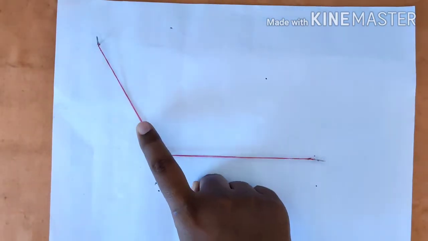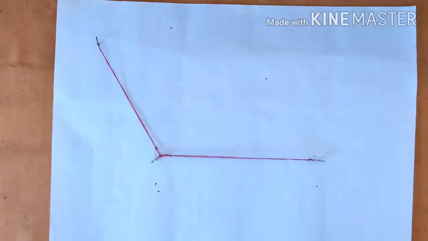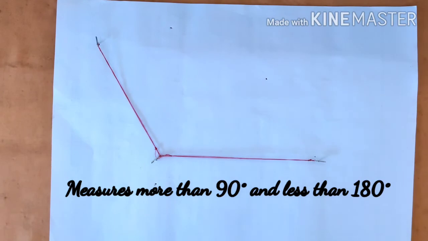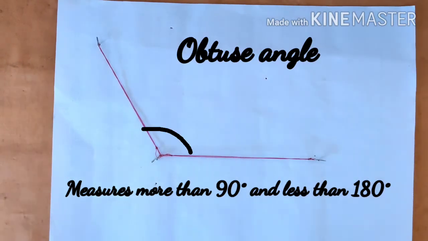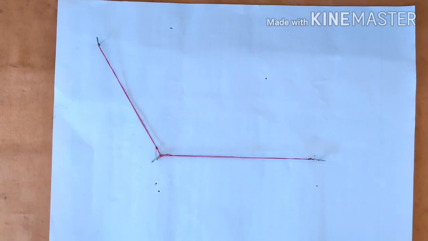So the line moves further and it stands open like this, and you can see again another angle formed. This angle, since it is more than 90 degrees, is called an obtuse angle. Now how do you know if the angles are more than 90, less than 90, or whether 90 degrees or not? We can measure them and see.